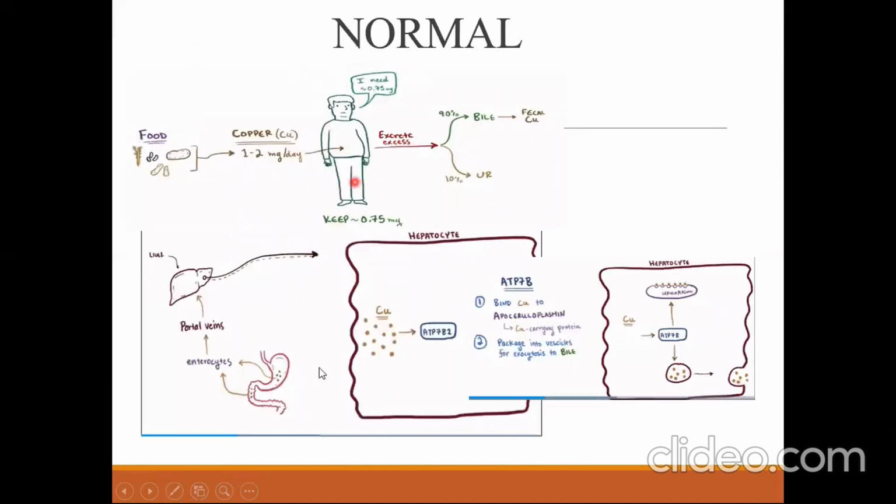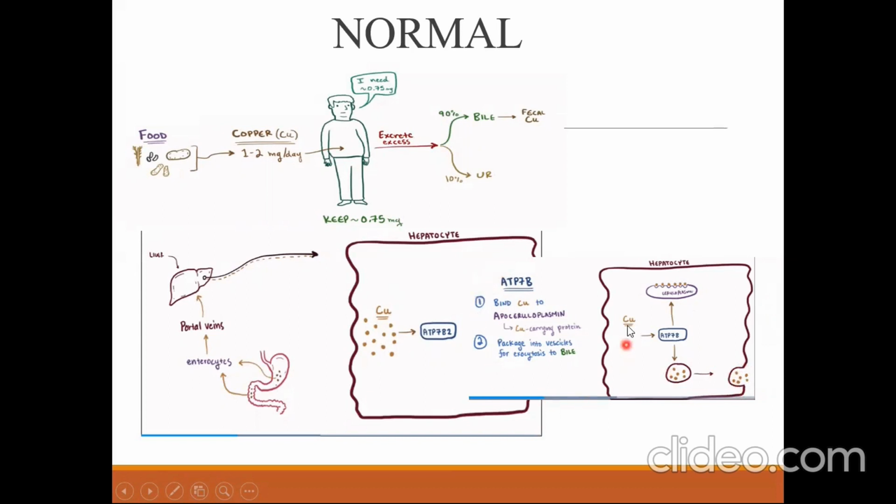Normally, after its absorption in the intestine, copper enters the portal circulation and reaches the liver. In the hepatocyte, it stimulates the ATP7B protein, which has two major functions. One is it binds the copper to apoceruloplasmin to form ceruloplasmin. Ceruloplasmin is a copper carrying protein. The second function of ATP7B is it packages the copper into vesicles for exocytosis into the bile.